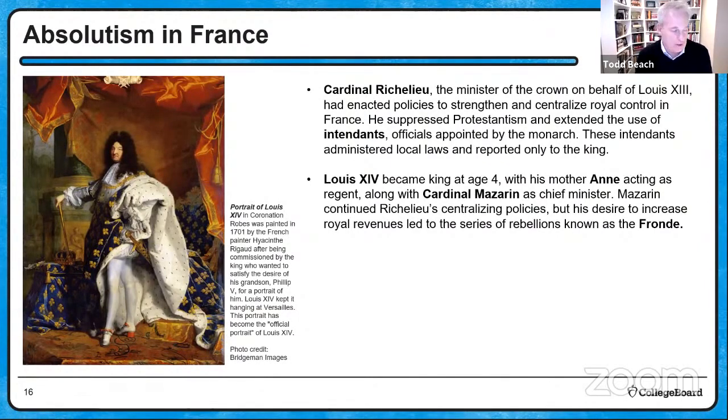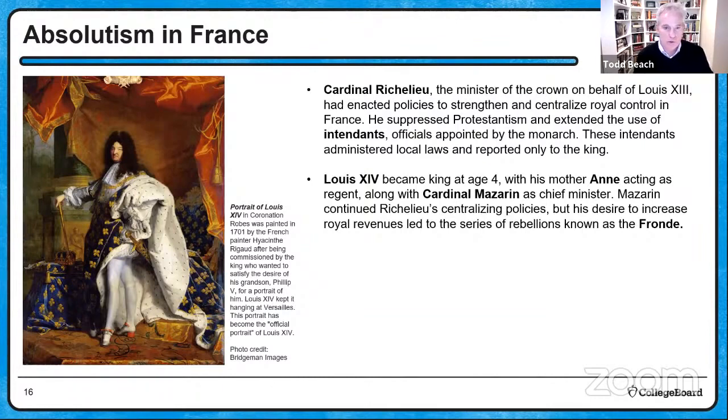So we'll talk about Louis XIV. He comes to the throne at the age of 4 or 5, as Katie mentioned in the opening. Richelieu is the minister of the crown on behalf of Louis XIII before we get to Louis XIV. Richelieu is going to enact policies to strengthen and begin centralizing control. He's going to suppress different aspects of Protestantism in the land through the use of intendants, officials appointed by the monarchs. Think of how each state in our union has a governor through an elected process, but Richelieu is creating intendants who serve in that capacity, though they're appointed and report only to the king.